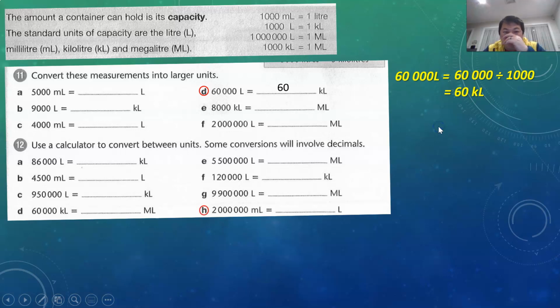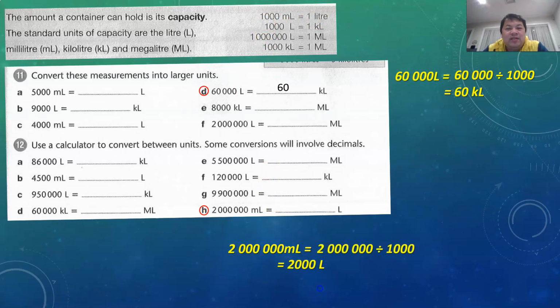And then what about H here? You have 2 million milliliters to liters. Milliliters to liters, a smaller unit to a bigger unit again. So you've got to divide by 1,000. So that's how you get 2,000 liters.